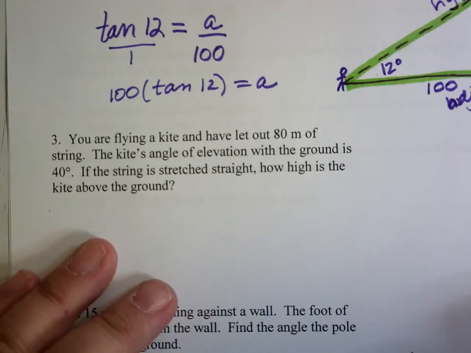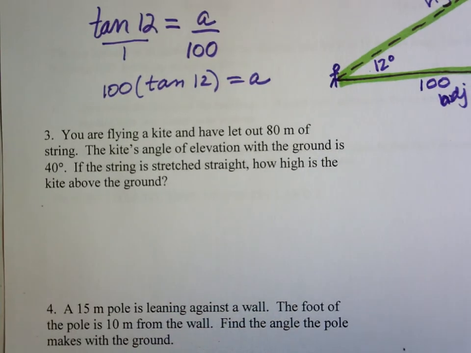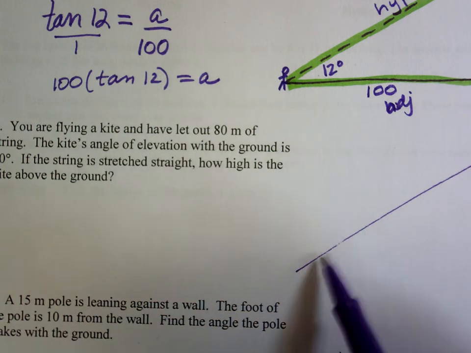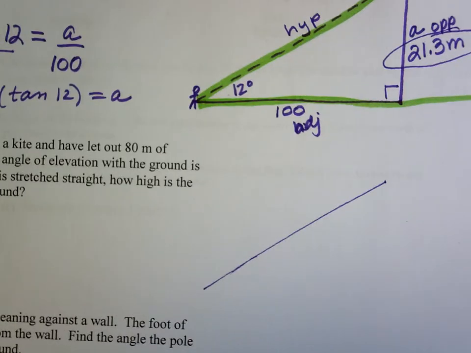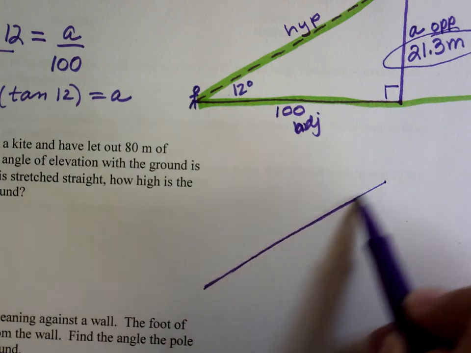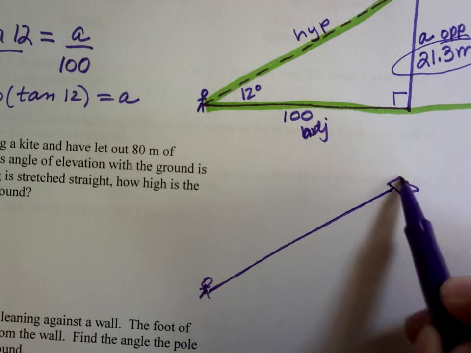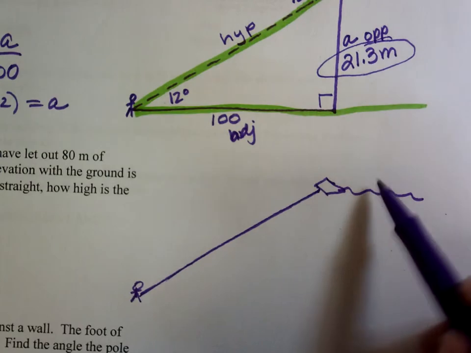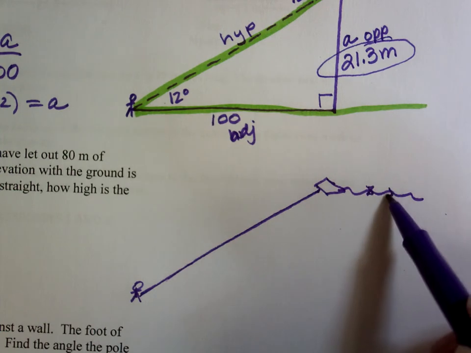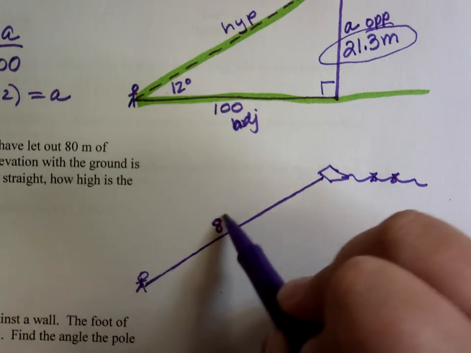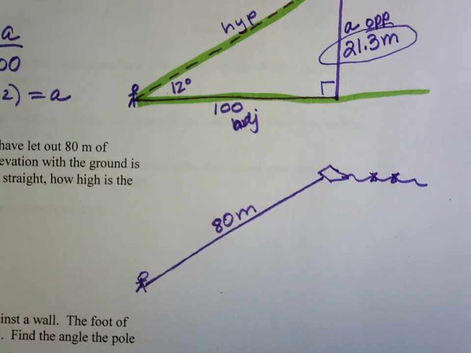Okay? Now, number 3. You are flying a kite and have let out 80 meters of string. This is one of the very few situations in which you will have a length for the diagonal, is when you have a kite problem, because the string of a kite goes diagonally. Here you are holding the string. Here's the kite flying in the sky. The string is 80 meters long. So this is 80 meters. So we actually have our hypotenuse this time.